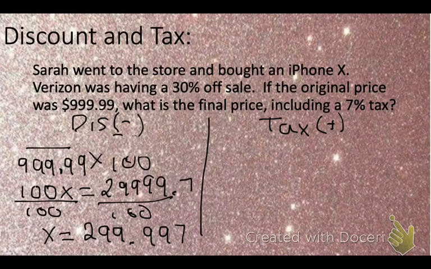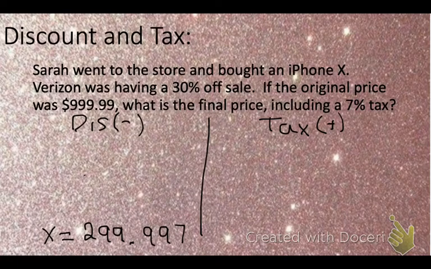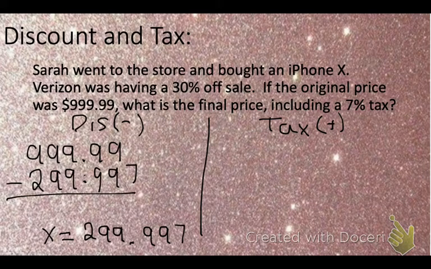So if you remember, I put up here subtraction. So I have to actually do some subtraction when I'm doing discount. So I take my original price, which is $999.99, and I'm going to subtract 299.997, because I'm taking my original and subtracting the discount, all right? So that gives me $699.993, so we're just going to say 0.99. Okay, I'll round there, okay?